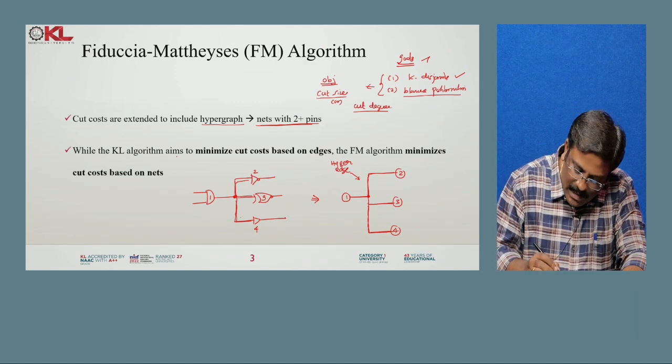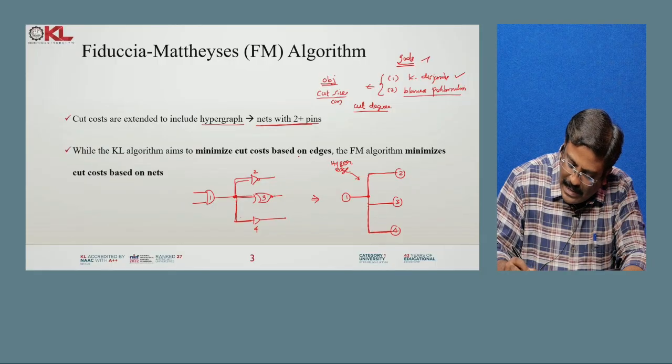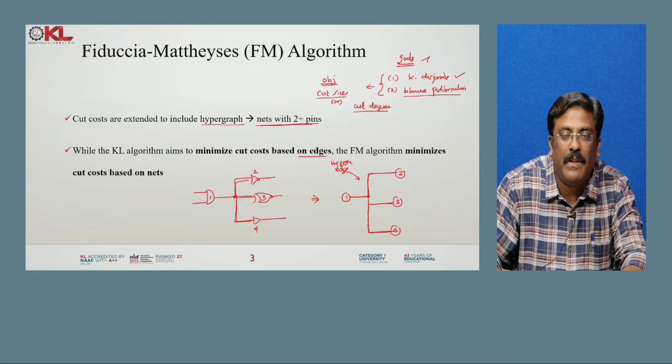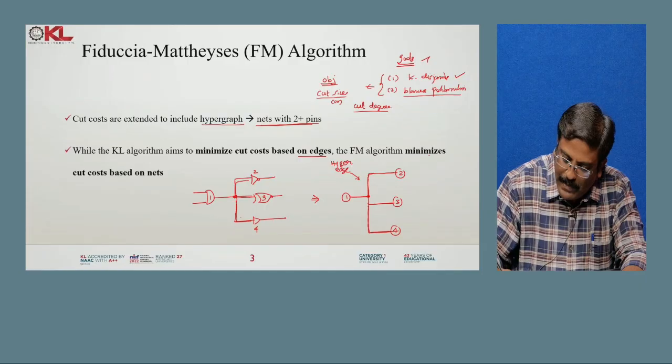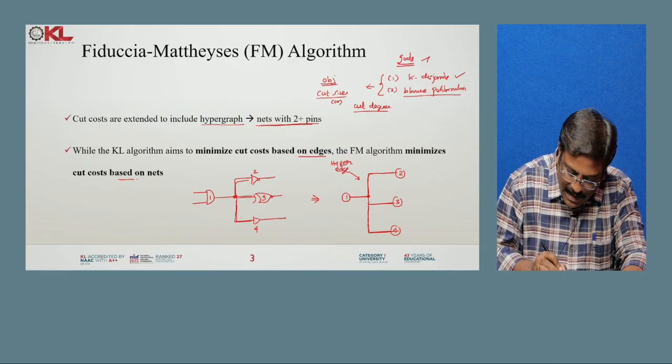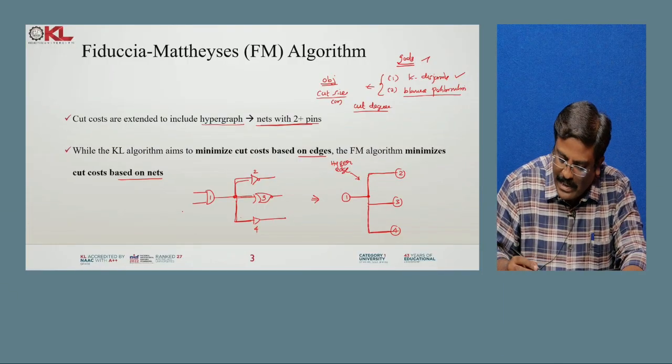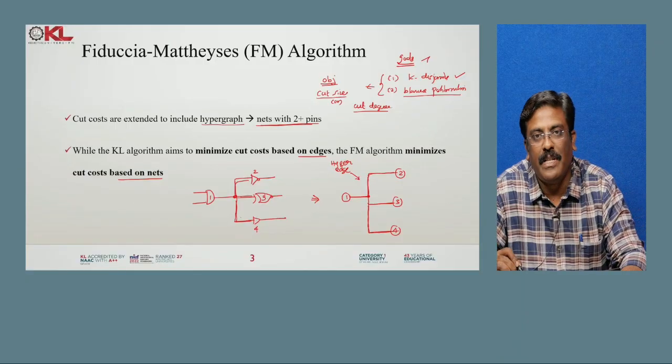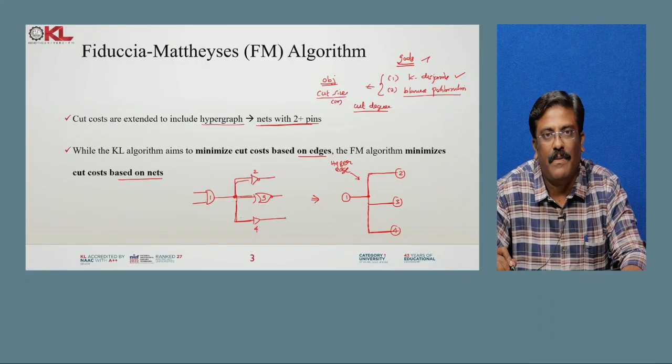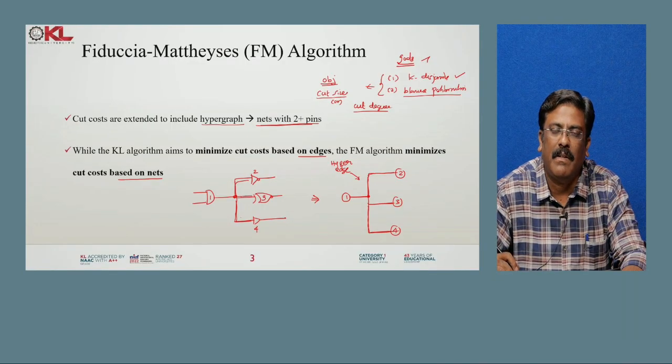While the KL algorithm aims to minimize cut cost based on the edges, the FM algorithm tries to minimize the cut size based on the nets that are available. So nets here indicate the hyperedges present in your graph. So what we can conclude about the FM algorithm is that it is most suitable and applicable for hypergraphs rather than the normal simple graph, right?